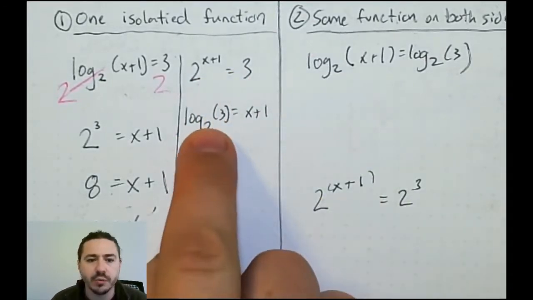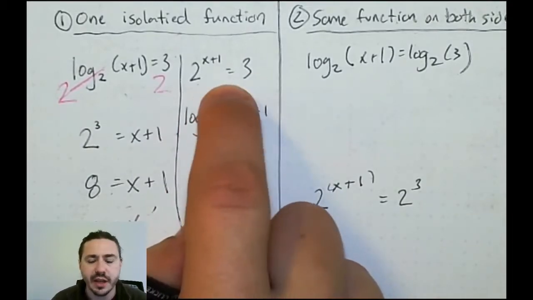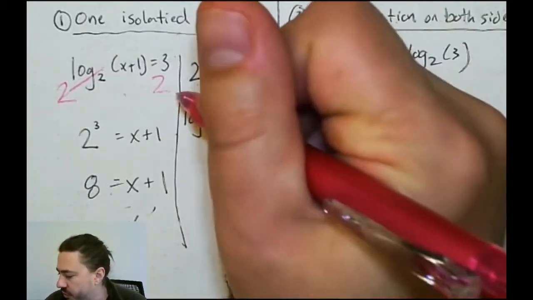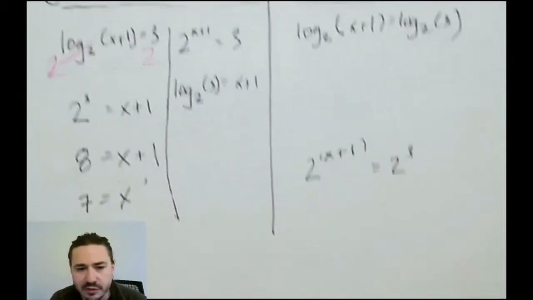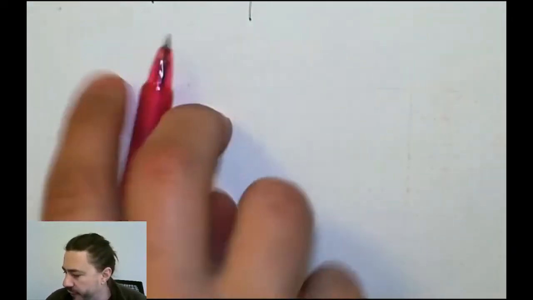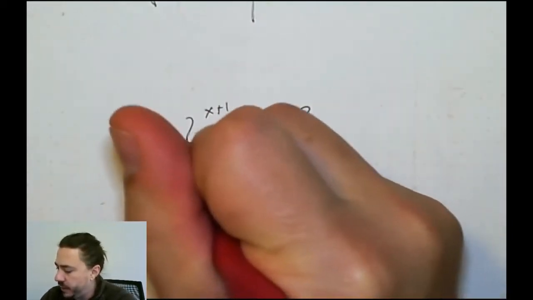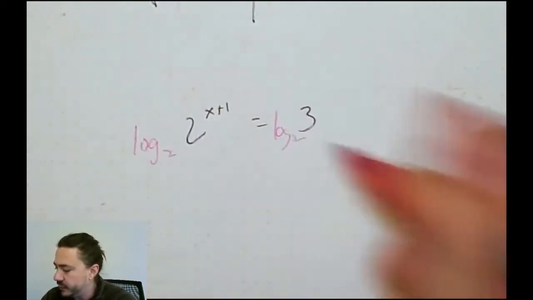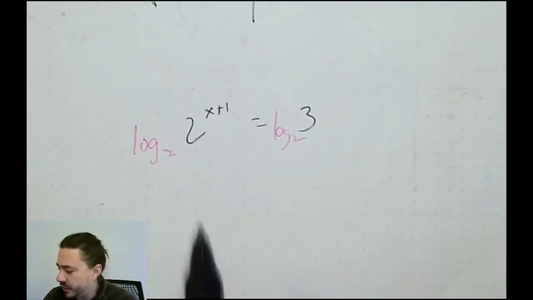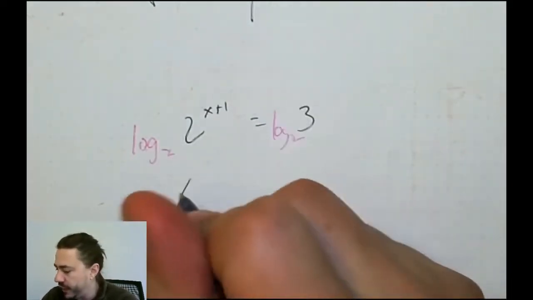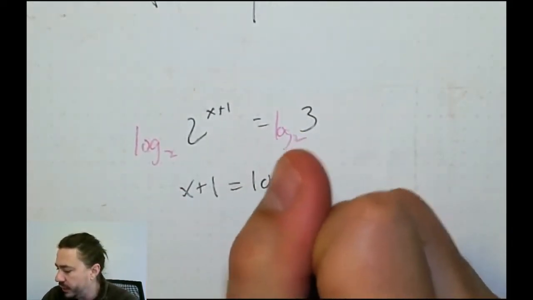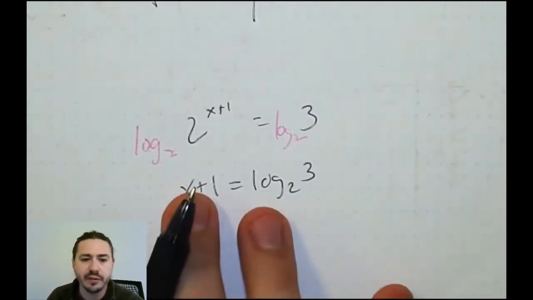Now again, we're really implicitly using that inverse property. If I've got 2 to the x plus 1 equals 3, what I can do is take log base 2 of both sides, and then this will cancel out and be left with x plus 1, and then we get a log base 2 of 3. So we end up in the same place.